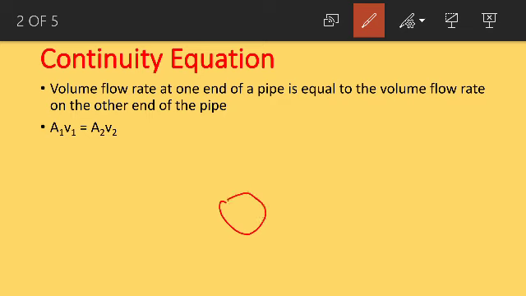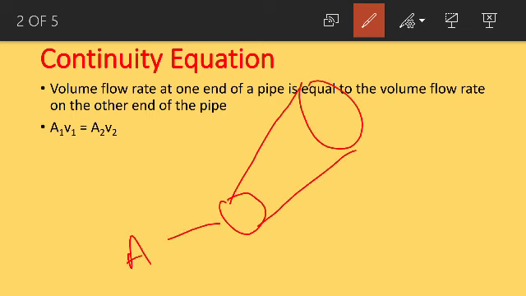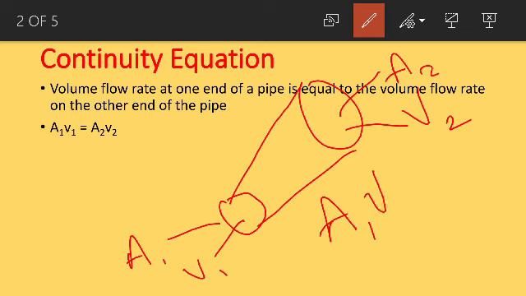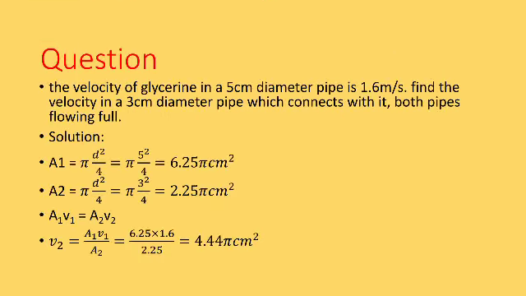That means if you have a pipe that is uneven this way, the area here, if we call it A1 and the velocity of the liquid here V1, and we call the area of this end of the pipe A2, the velocity V2, then it means that A1 V1 is equal to A2 V2. Remember, from our previous video, we saw that AV is the volume flow rate of a liquid. So that means the volume flow rate is equal at both ends of a pipe.